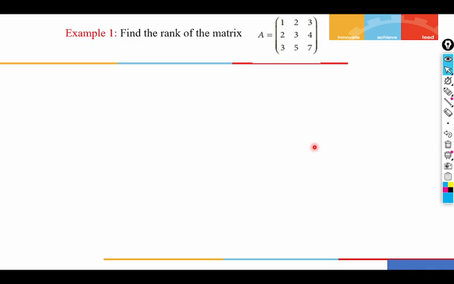Now come to the important part here. How to get the rank of a matrix by the row echelon method. Suppose this is the example that we have, a given matrix A, and the question is to find the rank of this matrix A here.